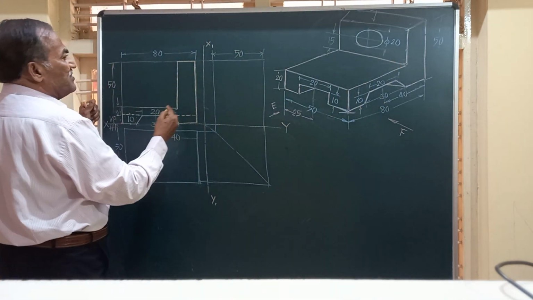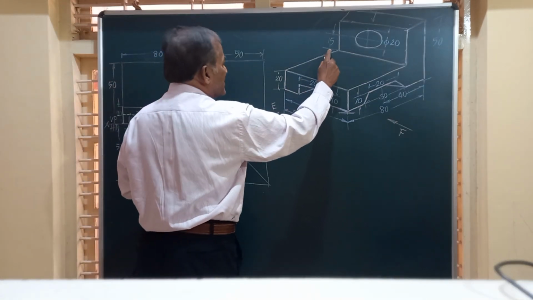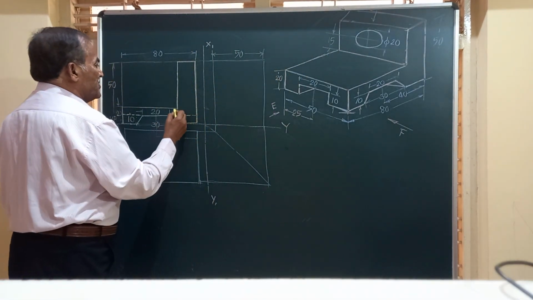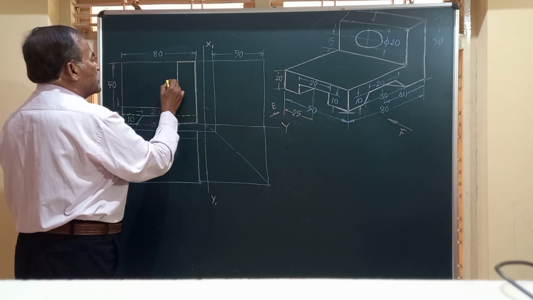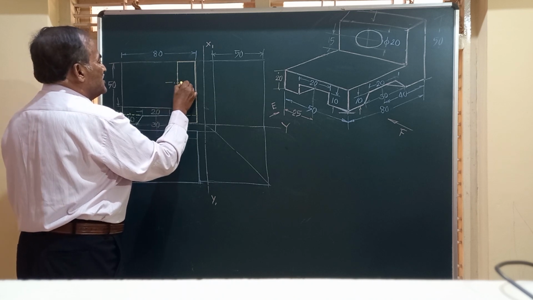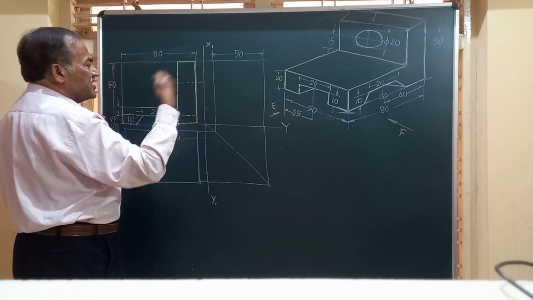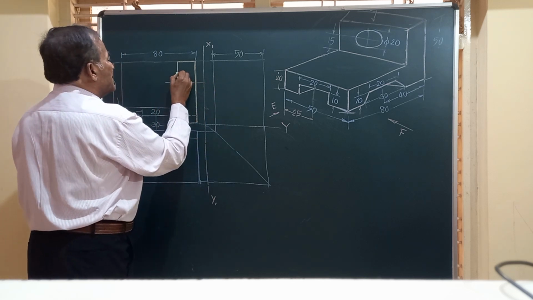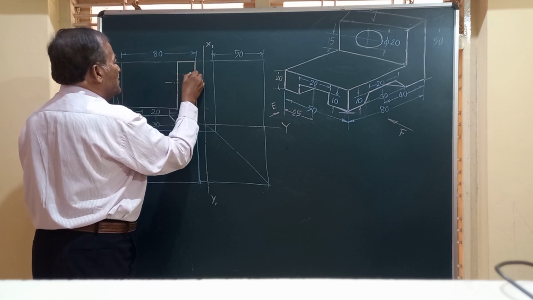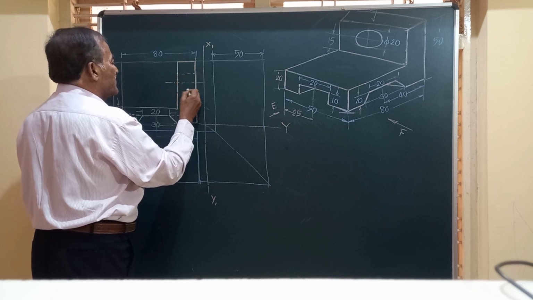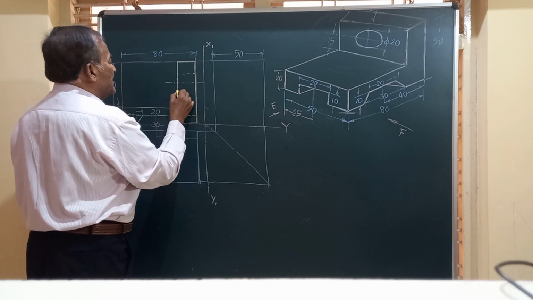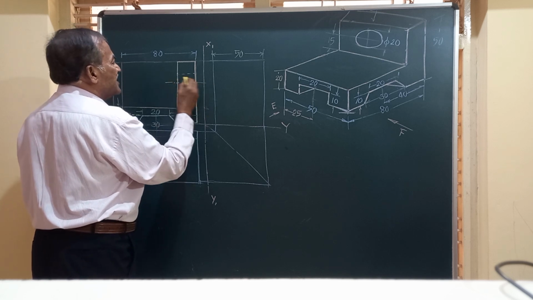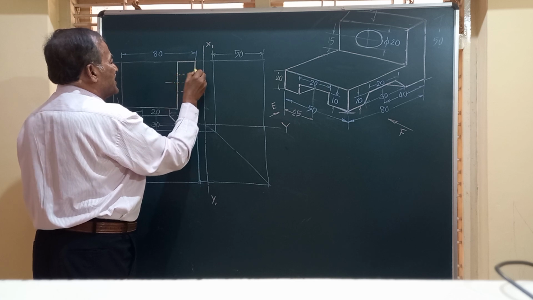So for that diameter, they have given at a distance of how much? 15 millimeter from this. So from here, I will take 15 millimeter and mark the center of that. And the diameter it has got is 20 mm, so I will take 10 mm on either side. And since this is not visible, friends, I will show it by a dotted line. So a dotted line here, this is a center line, again a dotted line.